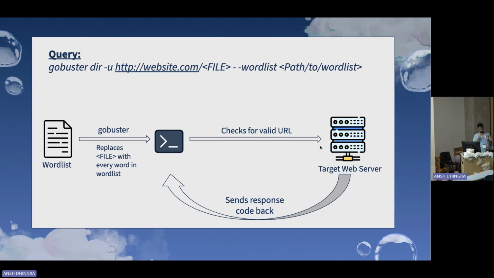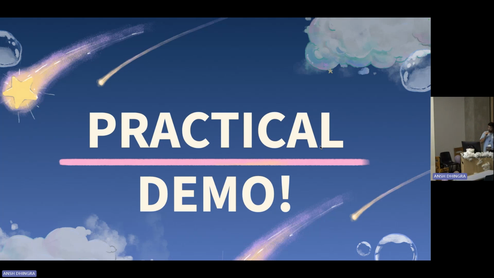Essentially, GoBuster replaces every file from the word list and hits the server. If I get a response code of 200, it means it's successful, 500 is an internal server error, and it gives me a response code back, and I can check manually if it works. We can actually jump into the practical demo right away.